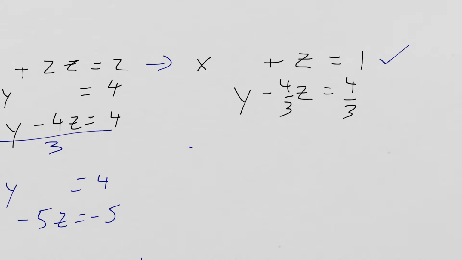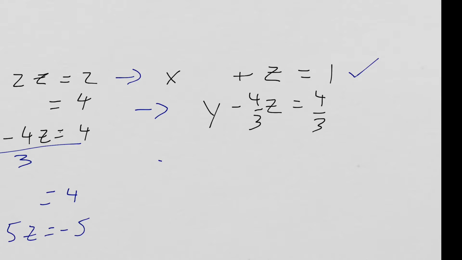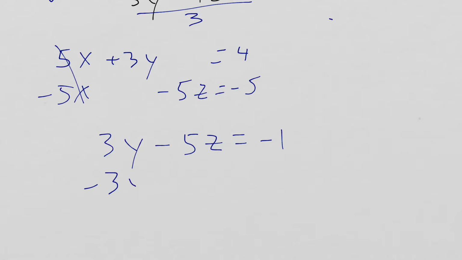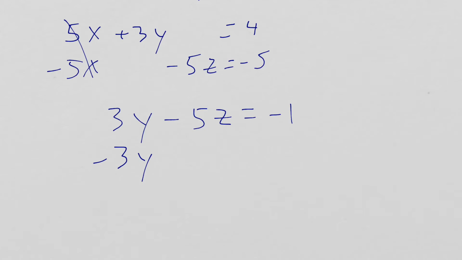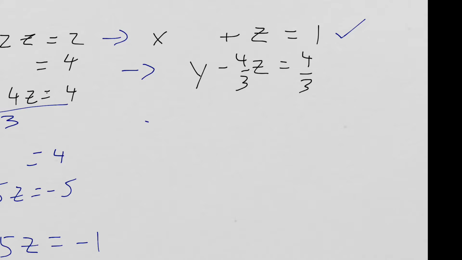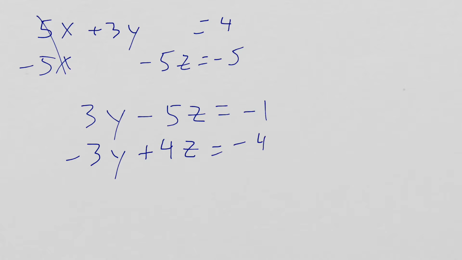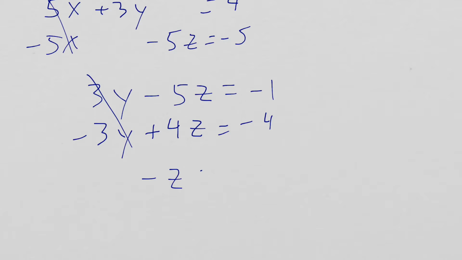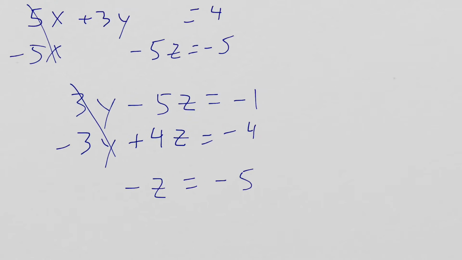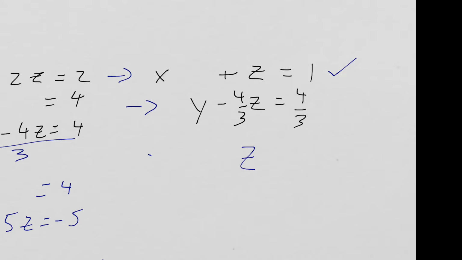All right, and now I'm going to take this equation right here and multiply it by a negative 3. Okay, so that'll turn this to negative 3y, turns the second term to plus 4z, all right, and then the last term, if I'm multiplying by a negative 3, will turn to negative 4. Adding these two equations together, those cancel. I get negative z equals negative 5. So z equals 5.